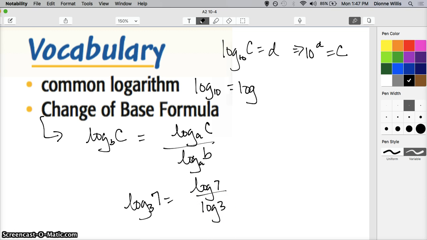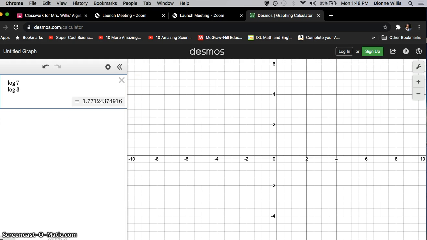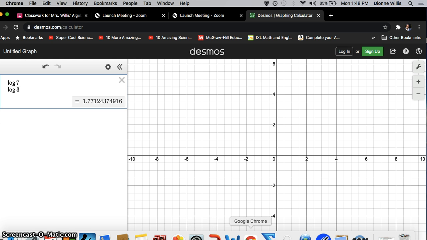And when I do that, I get 1.7712, which is log base 10 of 7 divided by log base 10 of 3, which means that if I were to take 3 and raise it to the power of 1.77, I would get 7. All right, hopefully that kind of makes sense. We'll be doing examples like this in a moment.